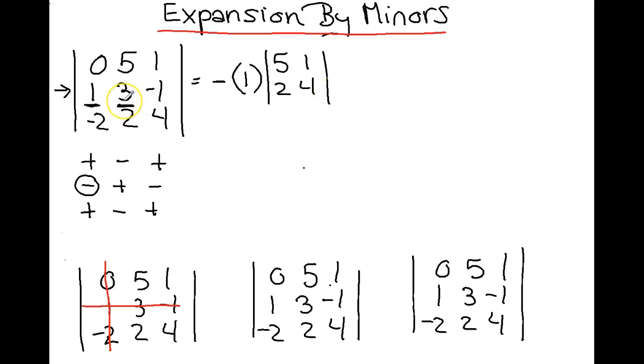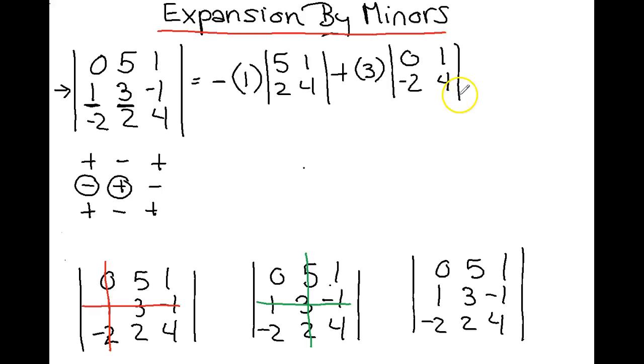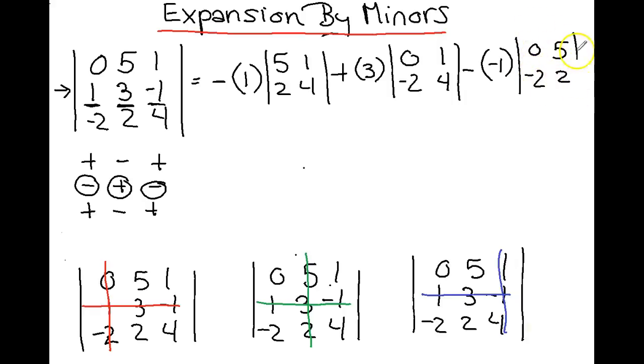Alright, number 3 is in column 2, row 2, and it has this sign, so we're going to add this time. 3, and it is in column 2, row 2, so we are left with the minor 0, 1, negative 2, 4, and now we have a negative 1 here, and we have a subtract in its position, negative 1, and its minor is, let's see, it is in row 2, column 3, so we are left with the minor 0, 5, negative 2, and 2.